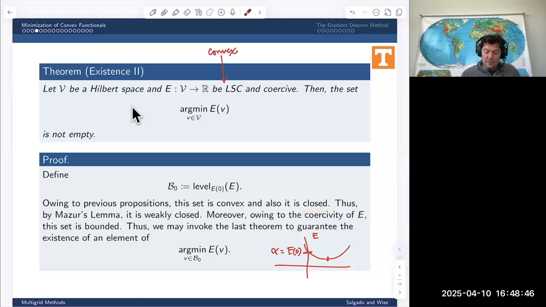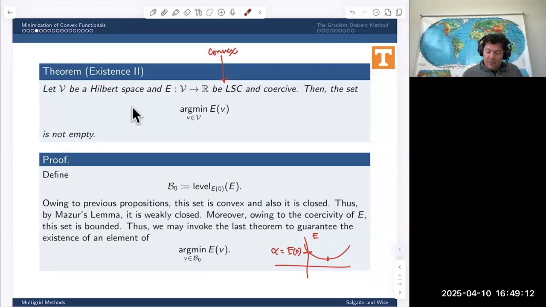So by previous propositions that we have, which I'm not going to go back and remind us of, this sublevel curve is both convex and closed. Now, by Mazur's lemma, if it's convex and closed, then it has to be weakly closed. That was Mazur's lemma that we talked about. If it wasn't last time, it was the time just before that.